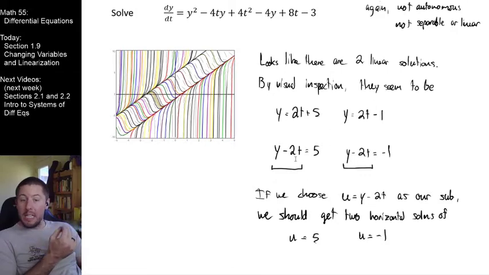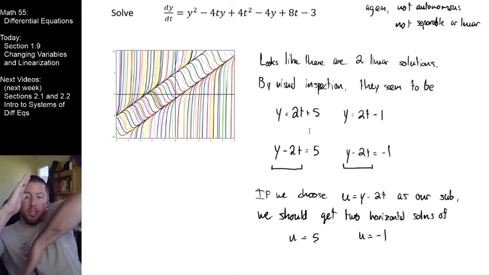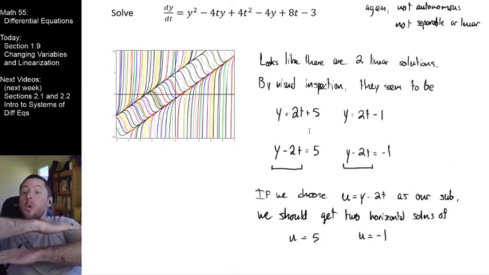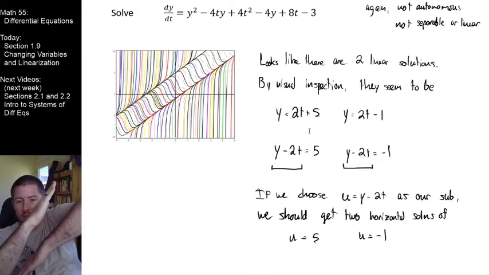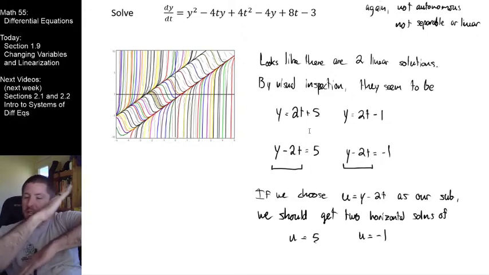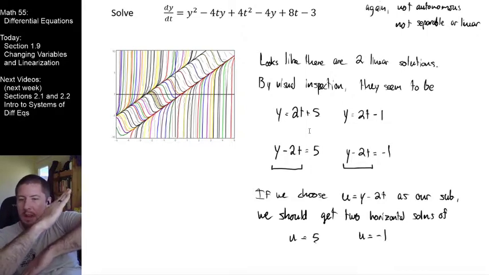Just like if you land on the line y equals 2t plus 5, you stay on the line y equals 2t plus 5 for all time. Well, we know that a special case of linear solutions is the horizontal solutions, where those are equilibrium solutions because the value is never changing, right? So we're currently in a situation where if you start on either of these lines, you stay on the line forever, but you're still changing. Over time, your y value does change right here. So these aren't equilibrium solutions.